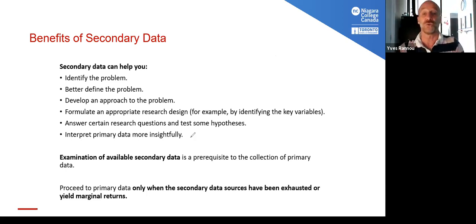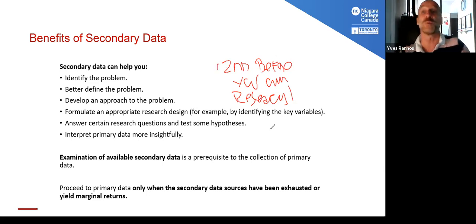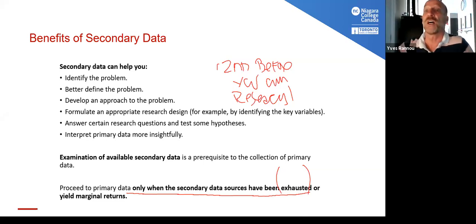So you have to do your secondary research before you do your own research. You can already start doing your secondary research once you know what your problem is, what you're trying to solve. Go and read about it. What has been done? What have we found? Proceed to primary data only when the secondary data or sources have been exhausted, because you may actually get all the answers that you want as you go through your secondary research.